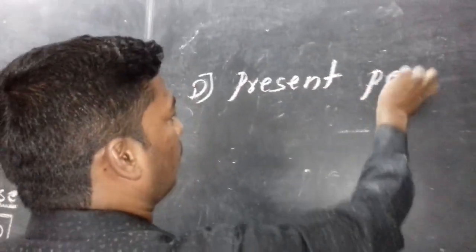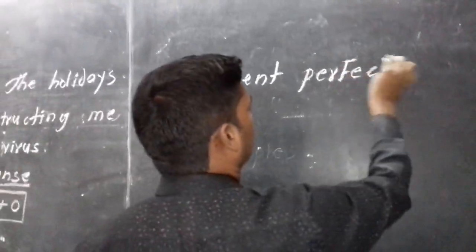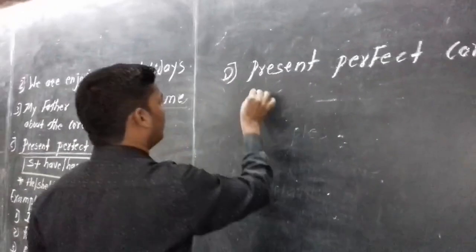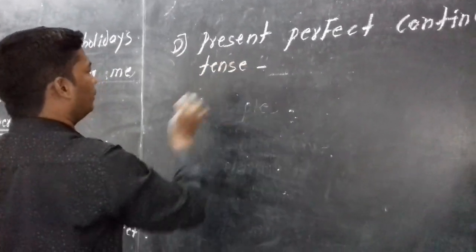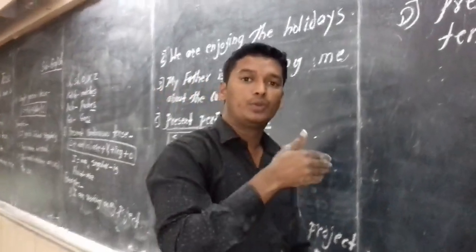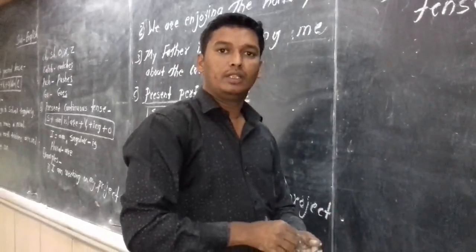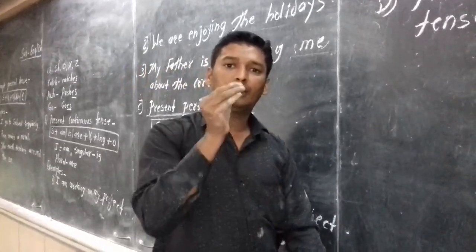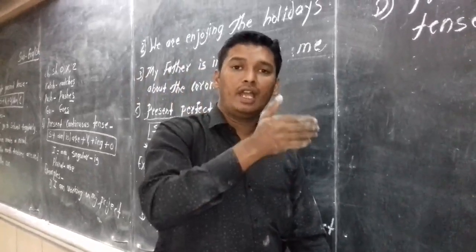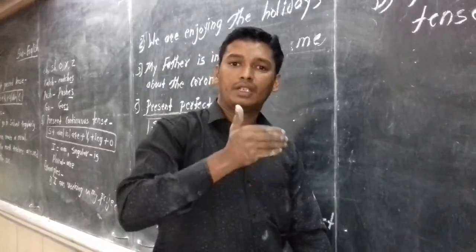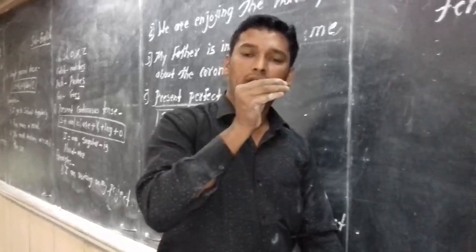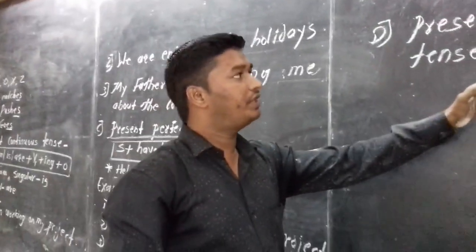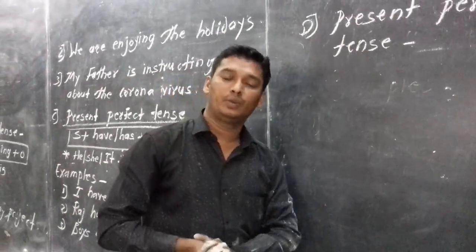Present perfect continuous tense. Look, where do we use this tense? If an action has started at a particular time in the present, and if the same action is still going on at the time of speaking, then such an action is expressed by present perfect continuous tense.